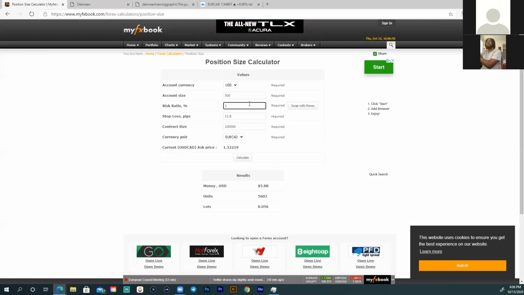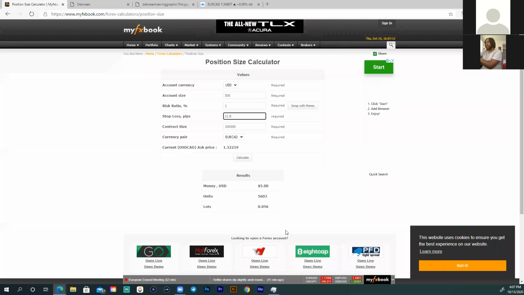You're going to put in your account size. You're risking 1% a trade. Your stop loss for this trade will change with every trade, but this trade is 11.8. You don't change the contract size, and you can change the currency pair. All right. And when you calculate, this is what it shows.